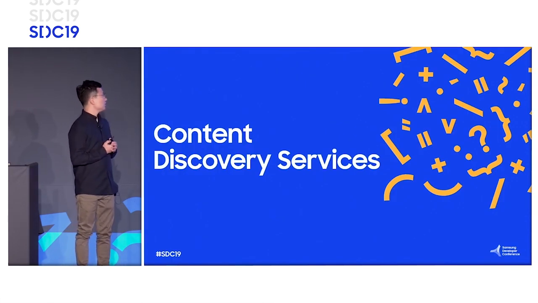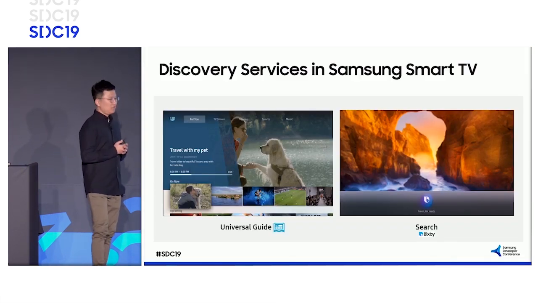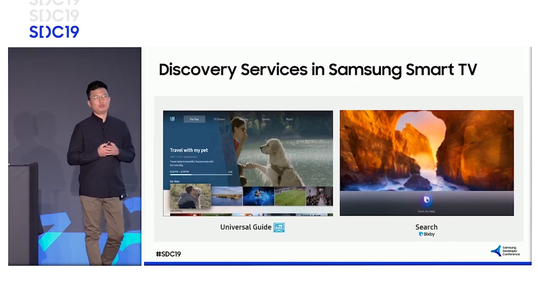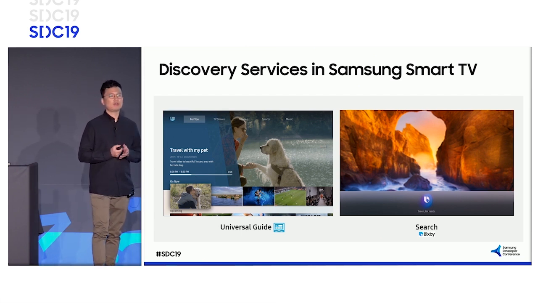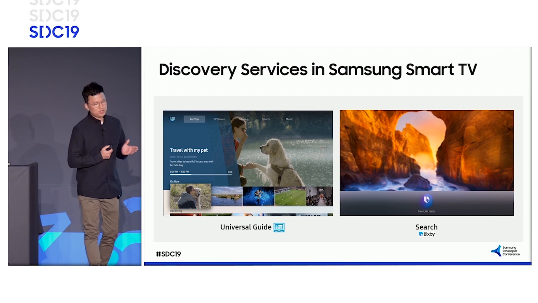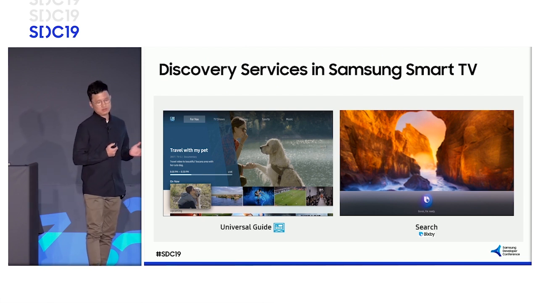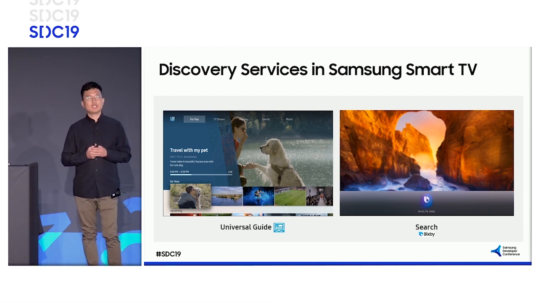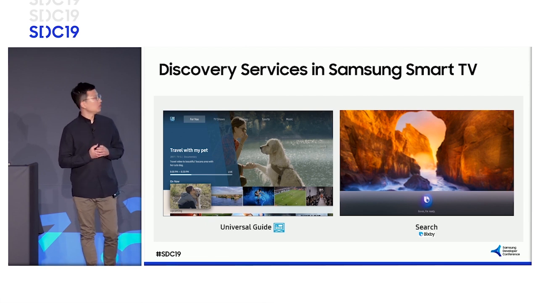This chapter is about content discovery services. As I mentioned, we have Universal Guide and Bixby Search for content discovery services. These pictures are the first page of each service. Let me introduce them one by one in more detail. Before starting, let's watch the introduction video of Universal Guide.